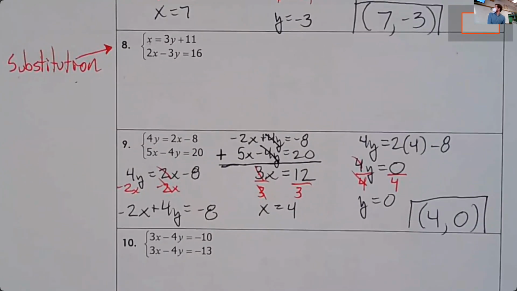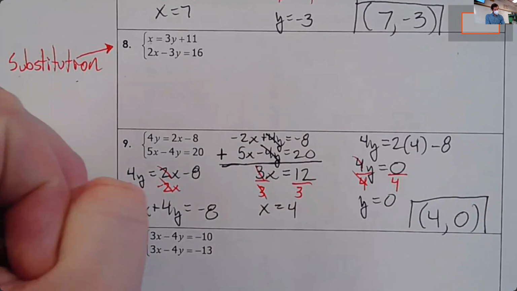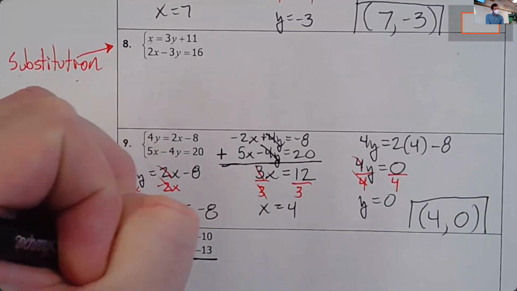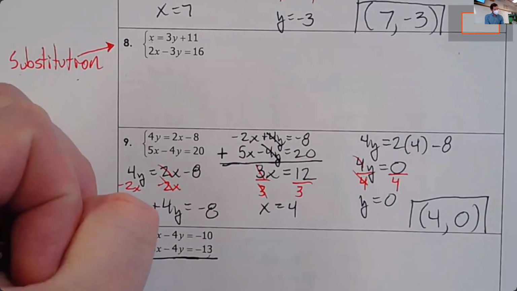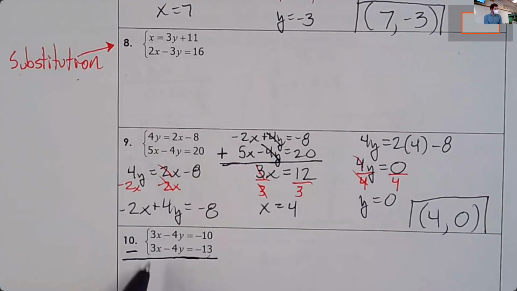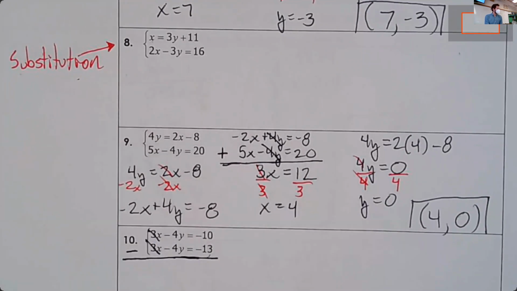So 10, everything is lined up. X's over x's, y's over y's, numbers over numbers. So we can go ahead and just get into our elimination right away. Are we going to add or subtract these ones? We're going to subtract them this time. Good. 3x minus 3x, those cancel out. Great. Negative 4y minus negative 4y.